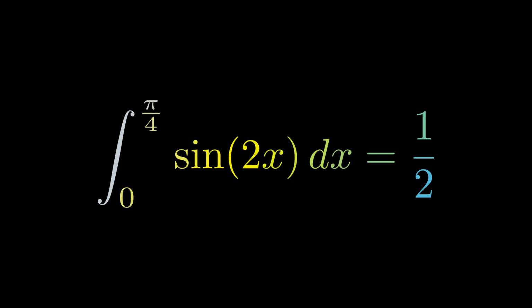Here's a beautiful statement from calculus. It claims that a specific area under a sine curve is exactly 1/2. But what does this really mean visually? Let's find out.